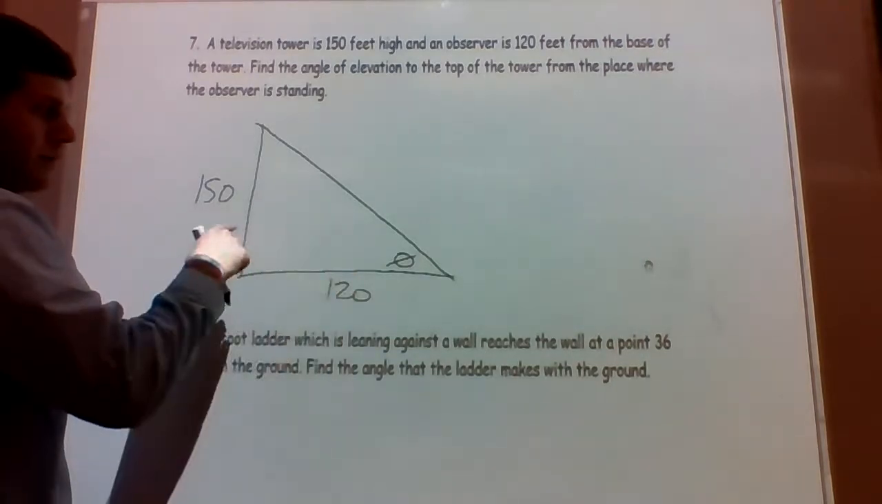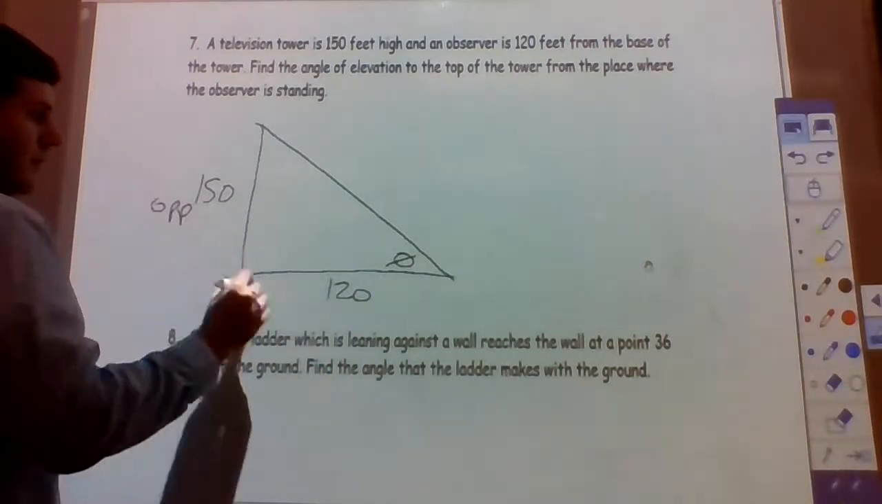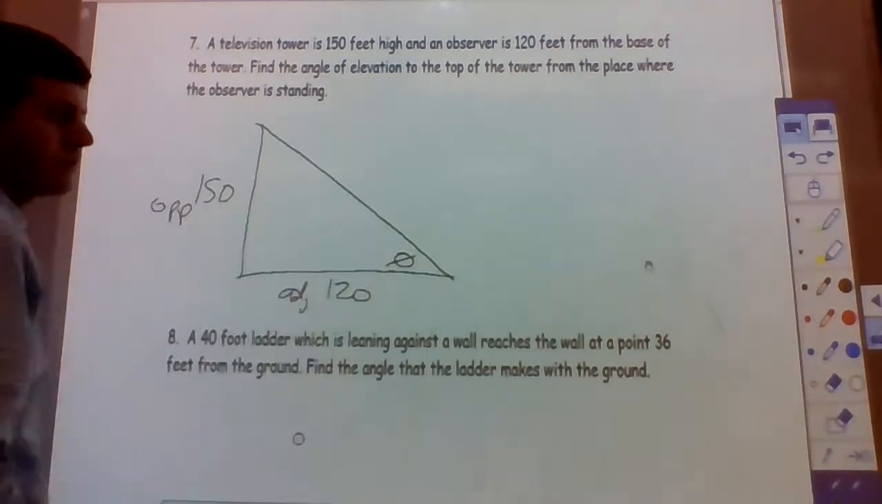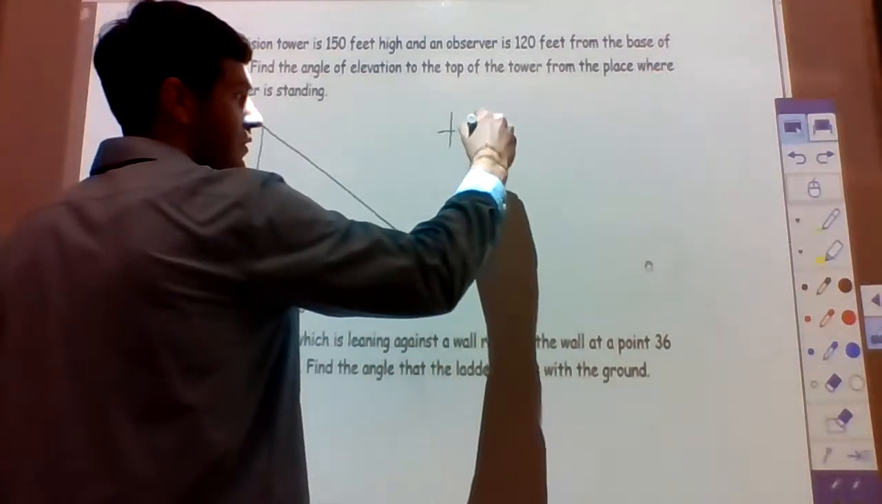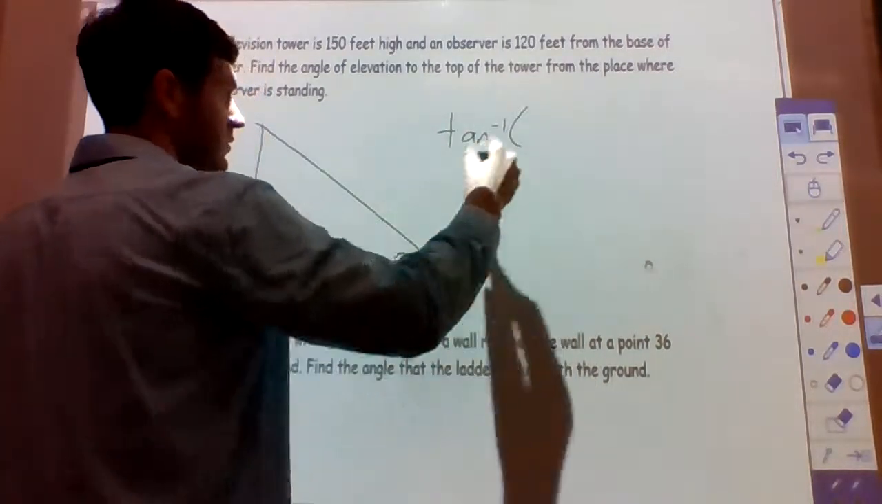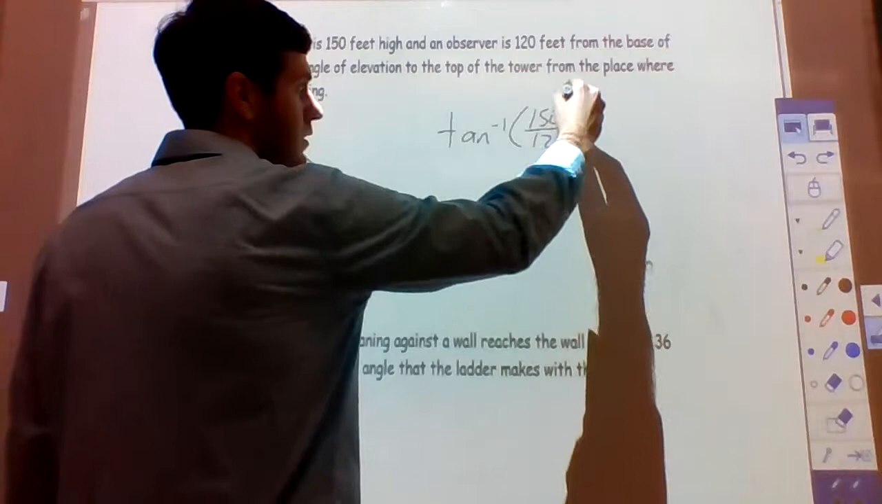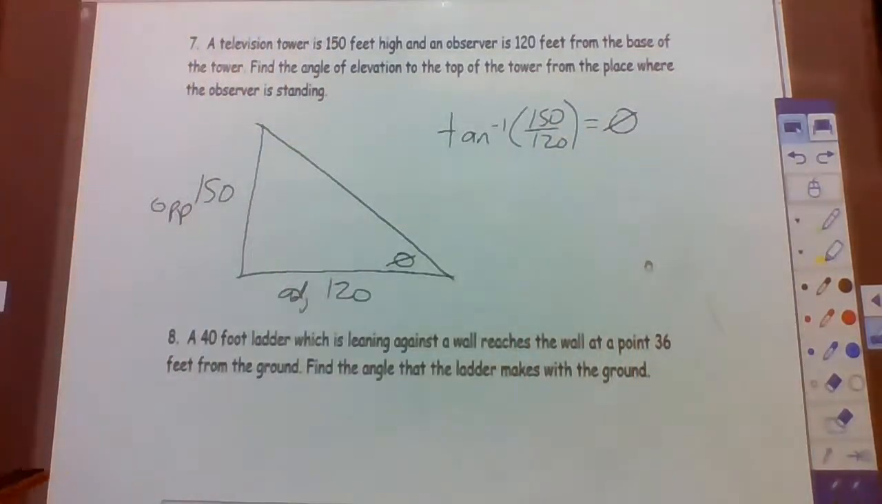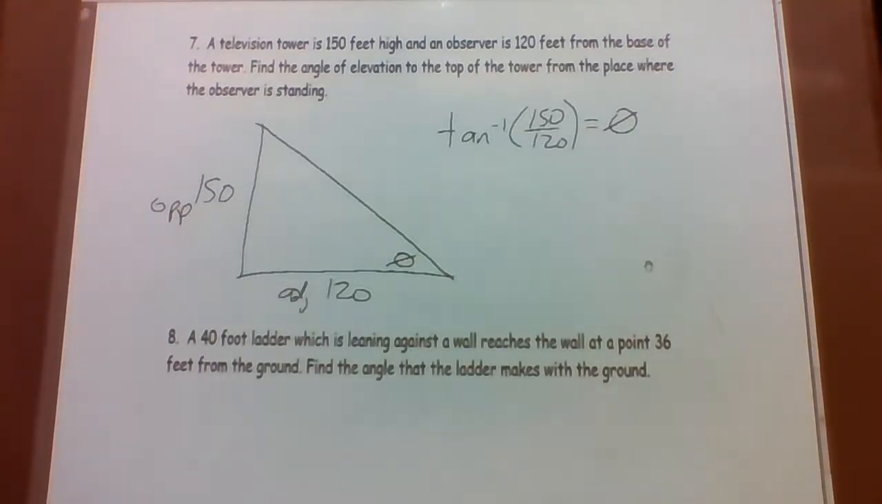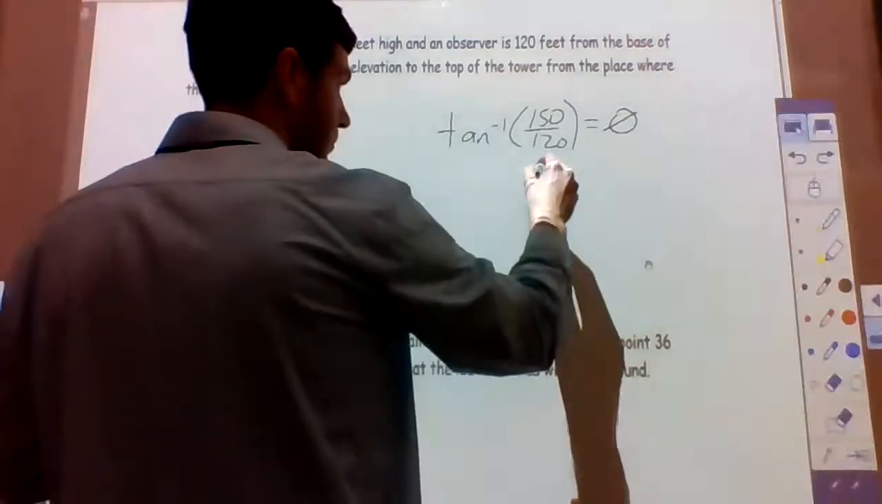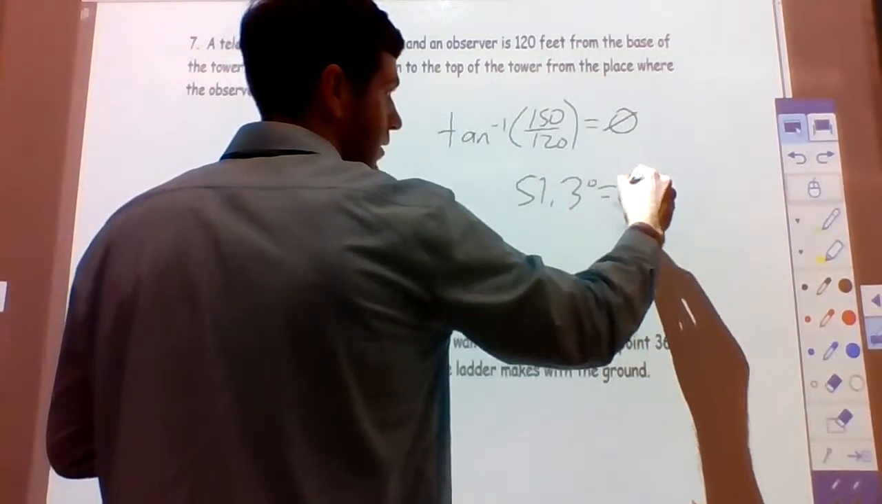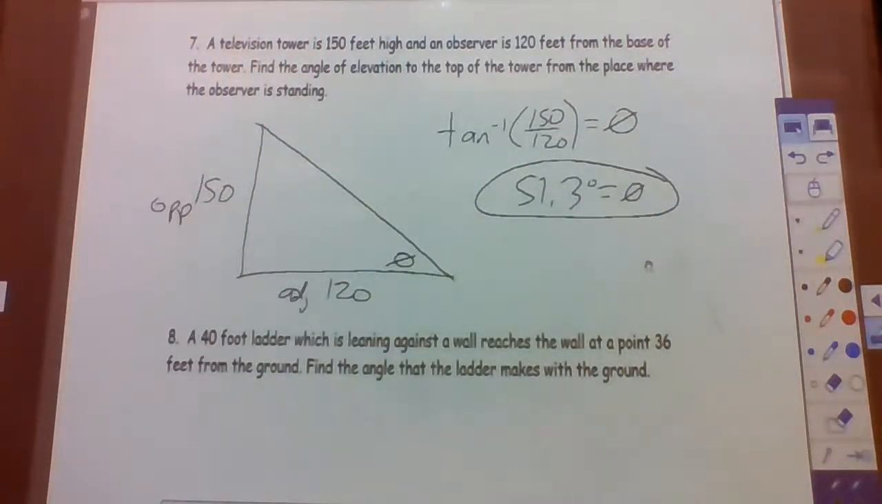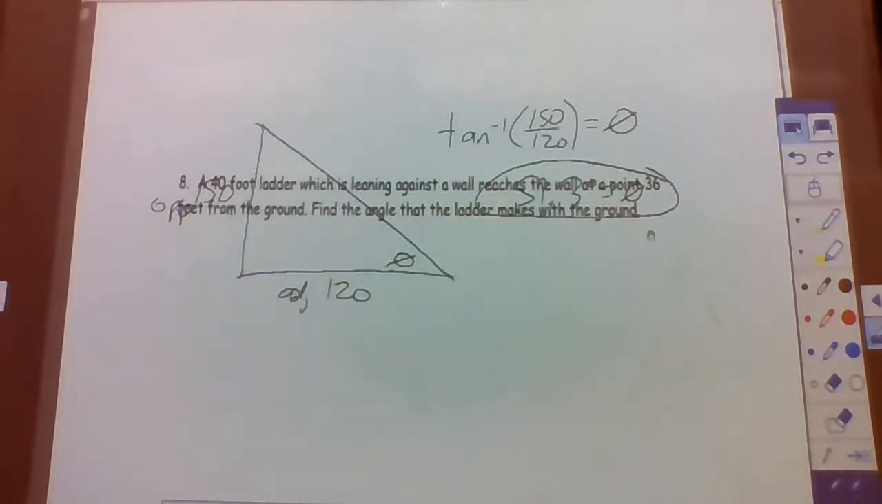Okay. So we have opposite and we have adjacent. So we want to use tangent. We're finding an angle, so we want to use inverse tangent. So the inverse tangent of opposite over adjacent, so that's 150 over 120, is going to equal theta. So we put that in the calculator. That is 5 over 4. I'm putting in 150 over 120 just to make sure. Okay, and we get 51.3. Theta equals 51.3 degrees.